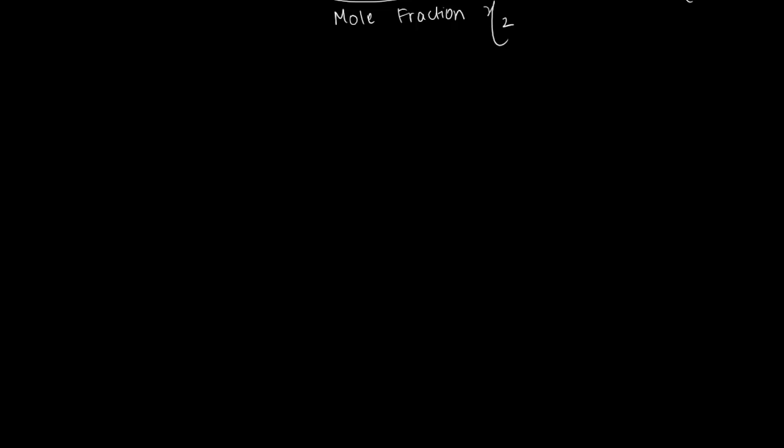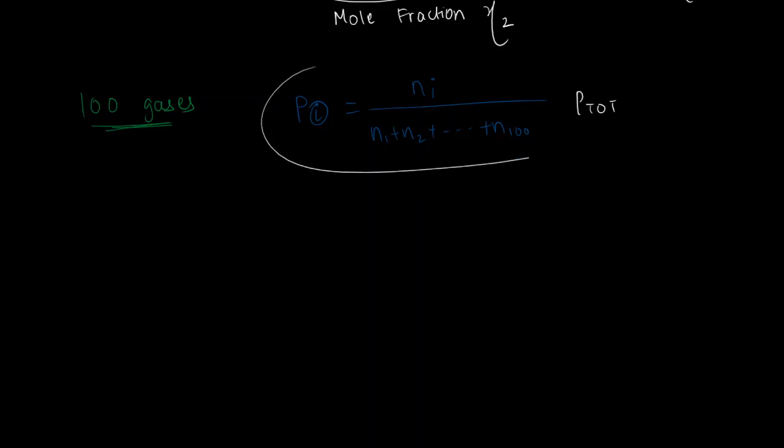So let's take a very, very weird example. If you had 100 gases in a mixture and you combined them to form that mixture, then for any particular gas having number I, you would take the number of moles of that particular gas and divide it by the total number of moles of the 100 gases. And this times the total pressure of that mixture.